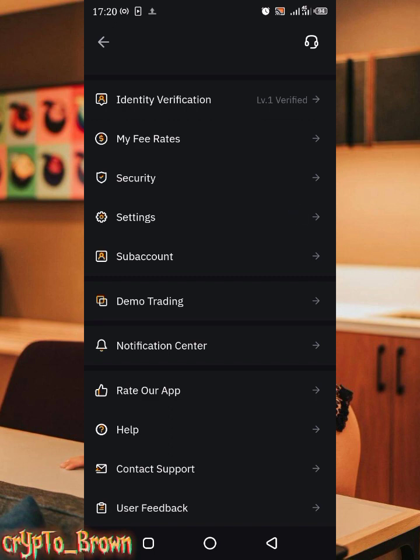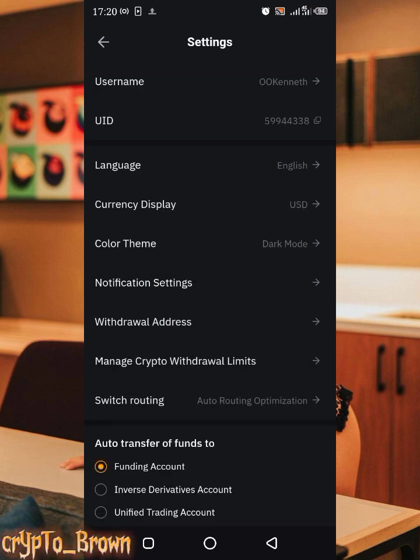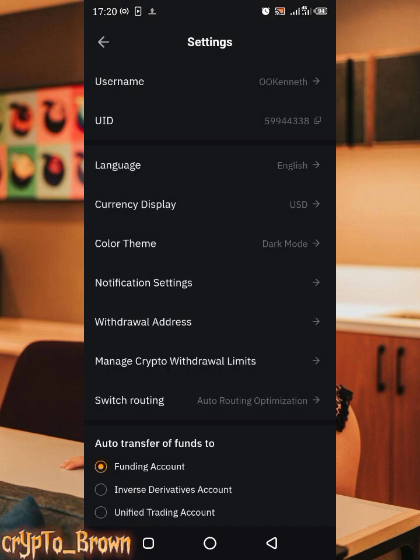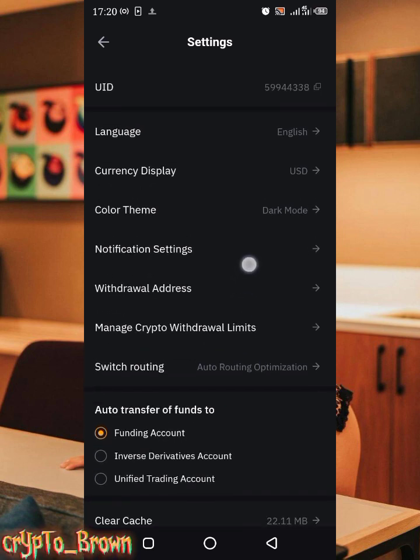You can observe the settings. At the settings tab, you can see your username, your UID, the language you want to use, the currency you want your account to display, and then the theme. The theme is only dark and light mode. I don't know if there's going to be any new updates. And you have the notification settings, and then withdrawal address.